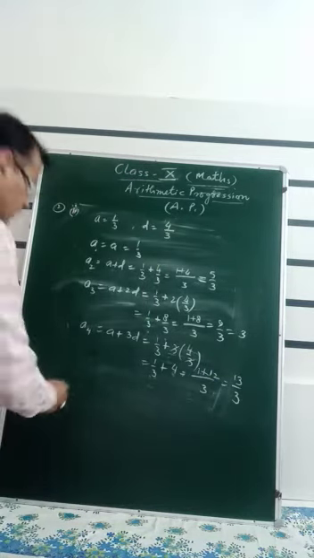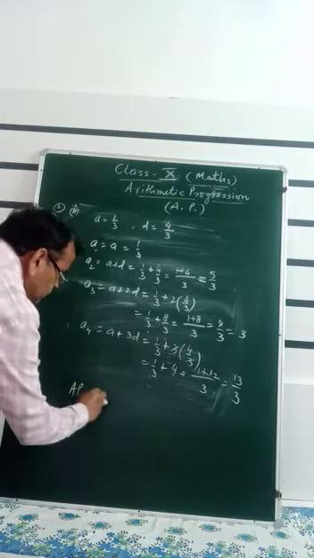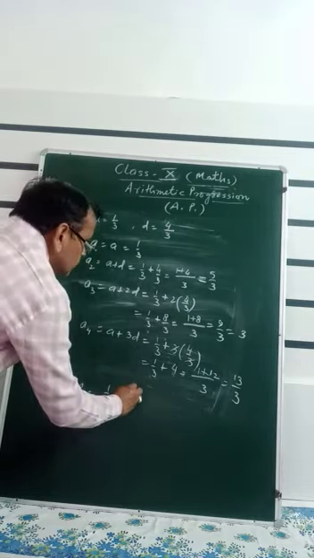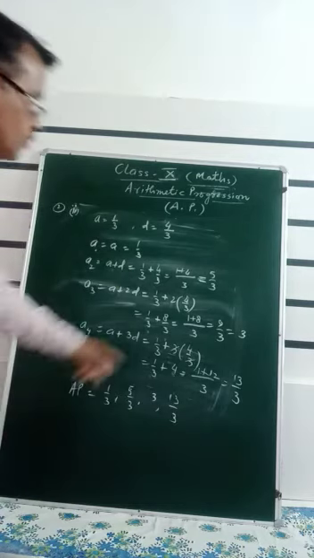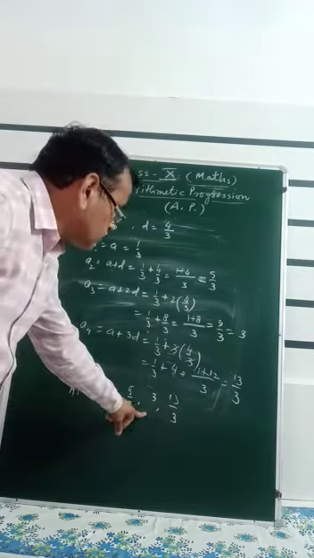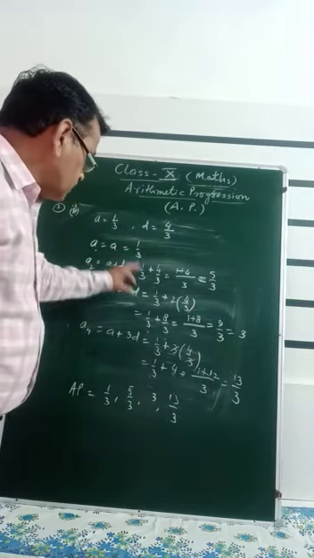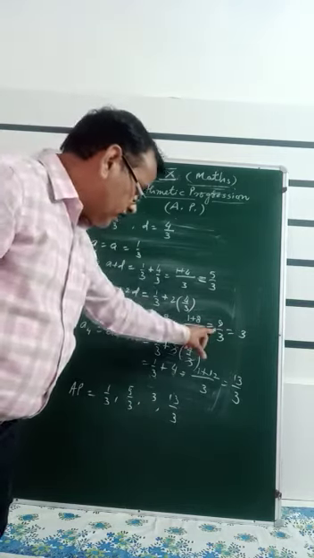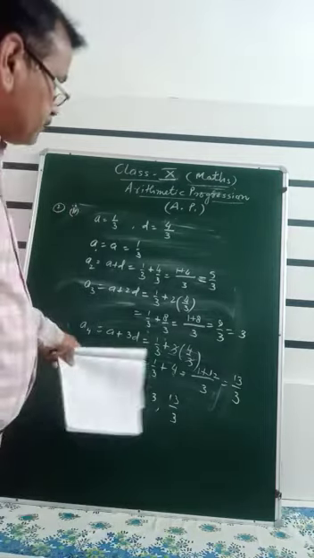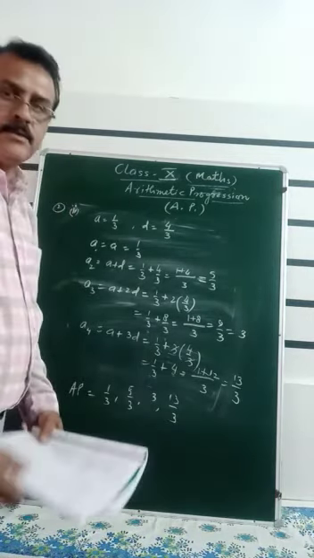Then the AP of the series will be 1 upon 3, 5 upon 3, 3, 13 upon 3, like this. If you write 9 upon 3 instead, it is the same as 3. So 1 upon 3, then 5 upon 3, then 9 upon 3, then 13 upon 3. All terms will be in a gap of the same difference, 4 upon 3.